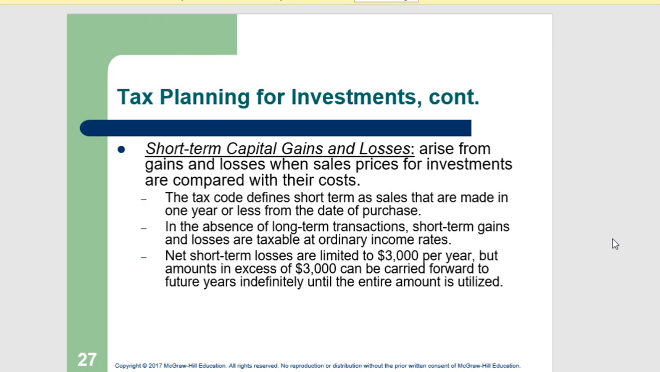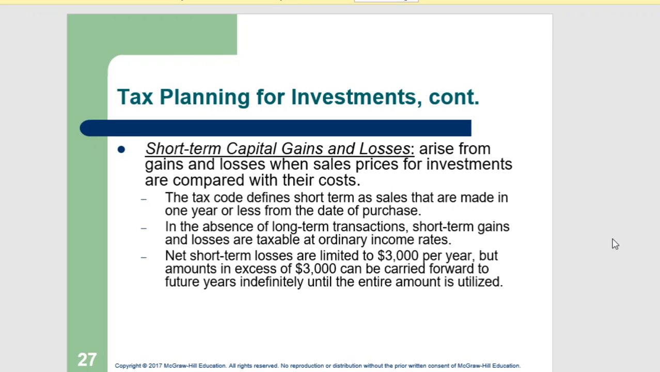Right, so short-term stuff. Net short-term losses are limited to $3,000 per year, right? So that's a problem. If I have a big short-term loss, let's say a $20,000 short-term loss, well, it might take me as many as 7 years to benefit from that loss. It depends on how things all shake out, but that's a big disadvantage to short-term losses.